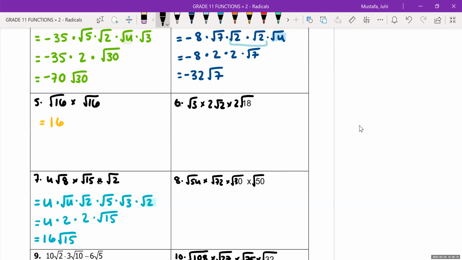Okay, so for this question, what we're going to do is first we're going to multiply all the coefficients. What's 1 times 2 times 2? Good. Can I simplify root 3 any further? Nope. So I'm going to rewrite that as root 3. Can I simplify root 2? Nope. I'm going to keep that as root 2. Can I simplify root 18? Yes, to 2 and 9, or 9 and 2.